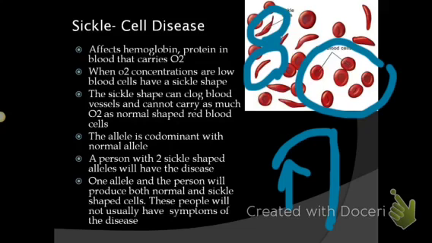The allele is co-dominant with the normal allele. Remember we talked about co-dominance with blood type. Okay, so that means they're going to have regular cells and some cells that are sickle cell shaped. A person with two sickle shaped alleles will have the disease. One allele, and the person will produce both normal and sickle cells.